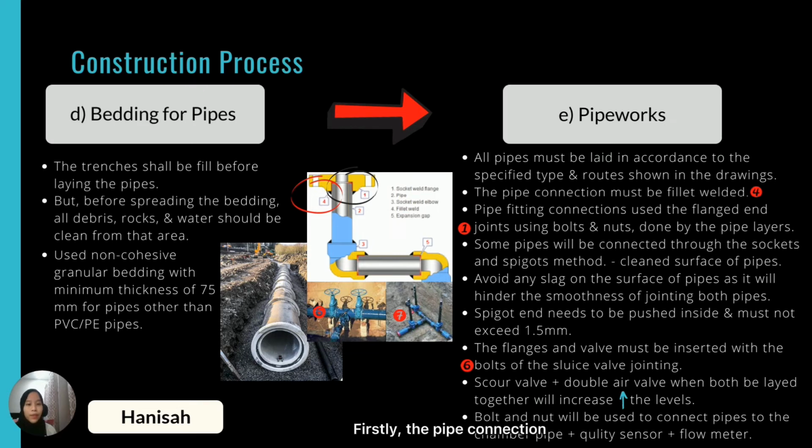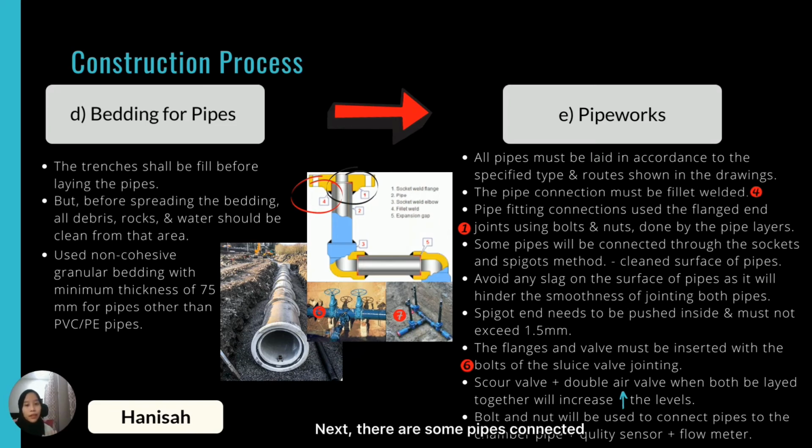Firstly, the pipe connection must be fillet welded and the pipe fitting connection must be flanged and jointed using bolts and nuts. This process of laying and jointing of pipe must be carried out by the pipe layer workers as they have the knowledge and experience of welding and joining both pipes together.